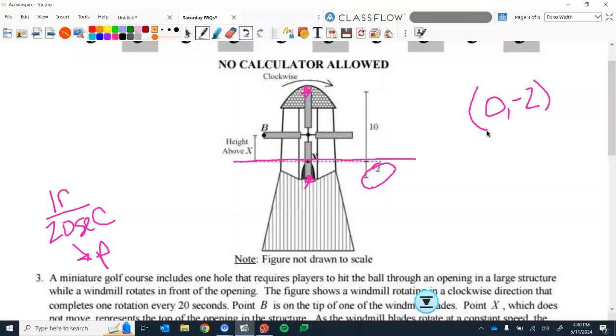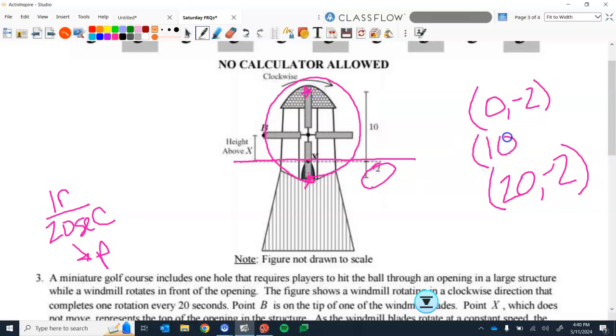And then I know it takes me 20 seconds to go all the way around. So I'm going to have another ordered pair of (20, -2), because it takes me 20 seconds to get all the way around, so I'm back there at -2. Halfway between is 10 seconds, and then I'm at my highest point, which is 10 feet above X, so I have (10, 10).